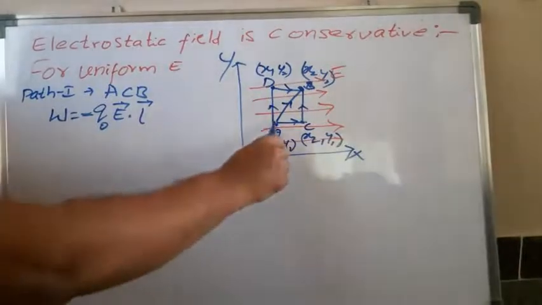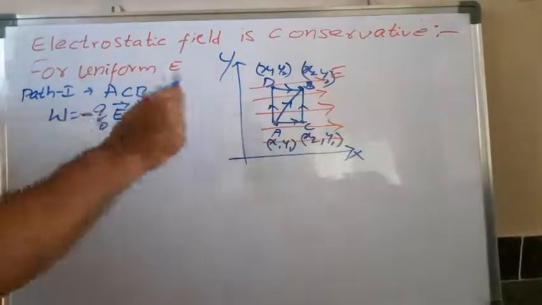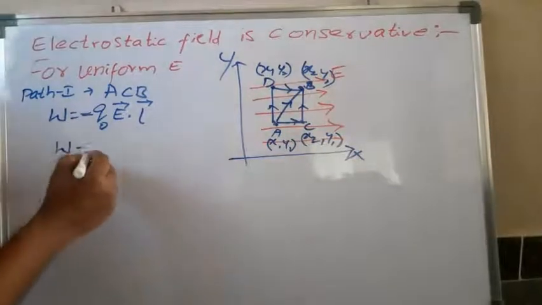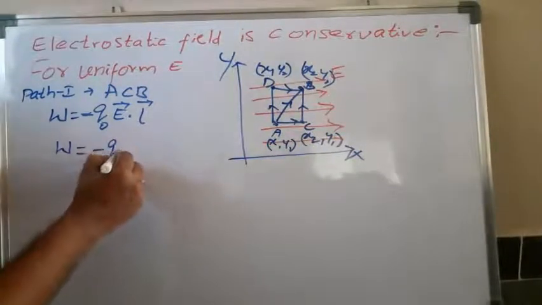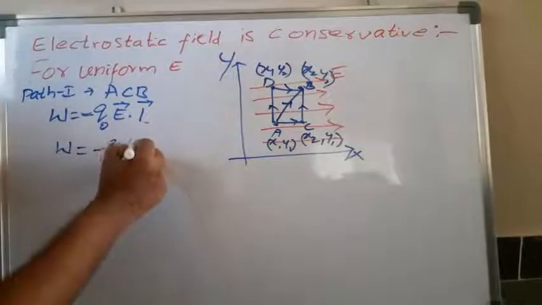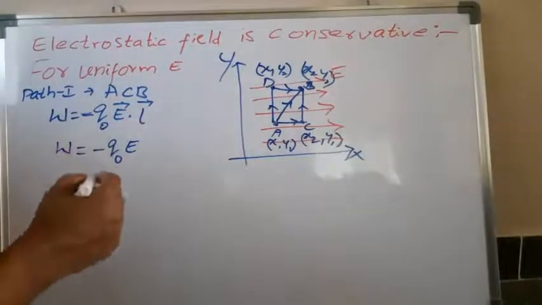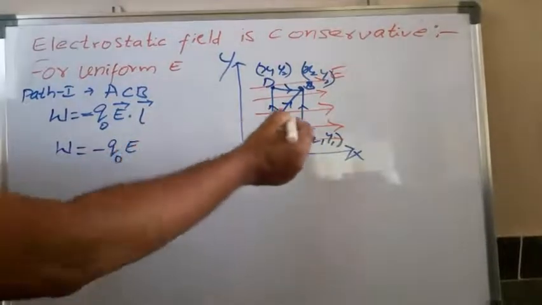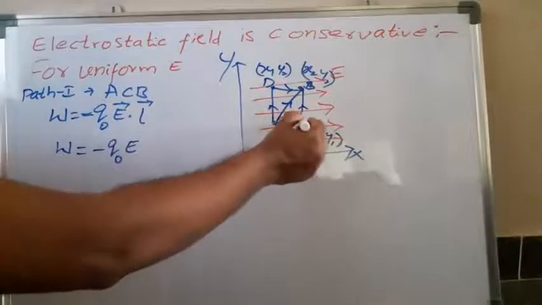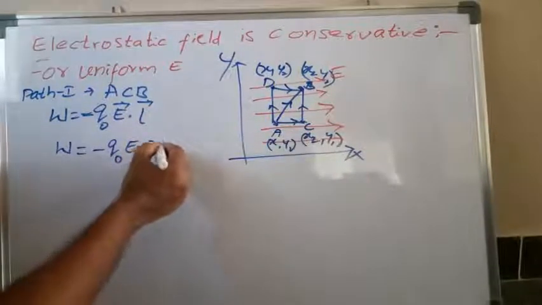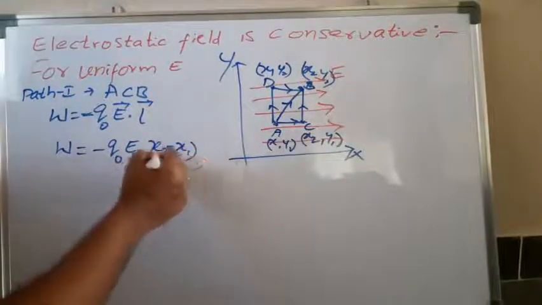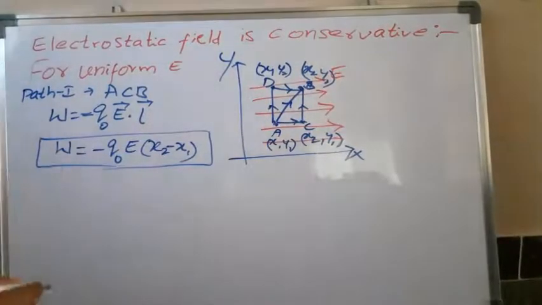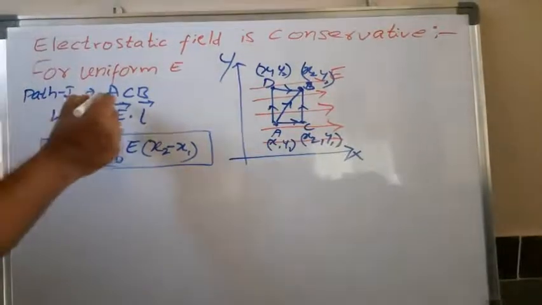So the work done is to move charge from A to C in this path ACB. So what happens? W is equal to minus Q naught E magnitude. I am taking magnitude because we are applying theta already. L is the distance between these 2 points. This is x2 minus x1. This is the work done to move Q naught charge from point A to B along ACB.